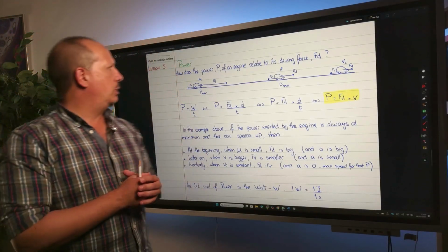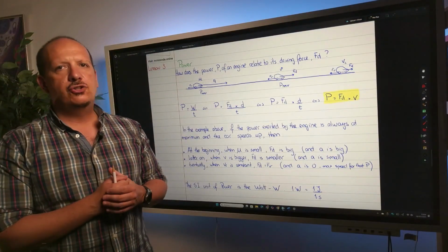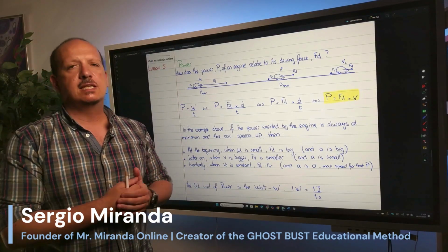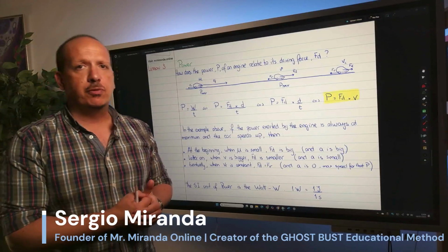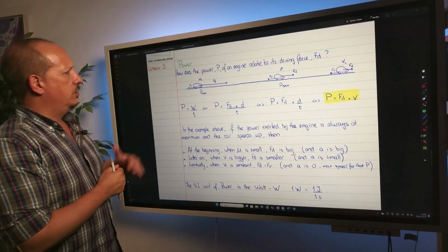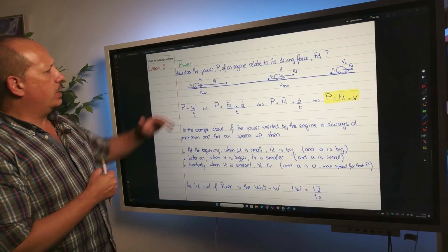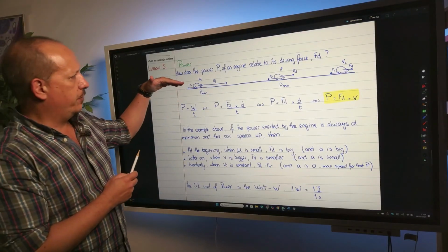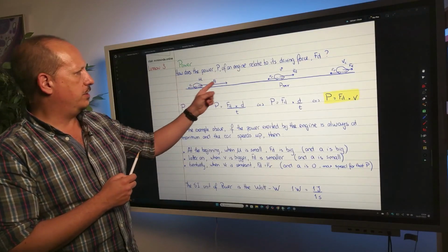How does the power of an engine relate to the driving force that that engine is providing to the car? Let's look at the situation using a diagram. So you have here a car. The engine is providing a driving force, represented here by this vector.